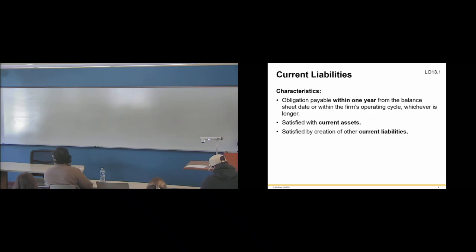Some characteristics of current liabilities specifically, and their distinction from long-term, is very critical. We'll talk about why that is momentarily. These are obligations that are payable within one year from the balance sheet date or within the firm's operating cycle, whichever is longer. We satisfy current liabilities with current assets. Our current assets consist of cash, accounts receivable, and inventory. Converting accounts receivable and inventories to cash is how we pay for our current liabilities.